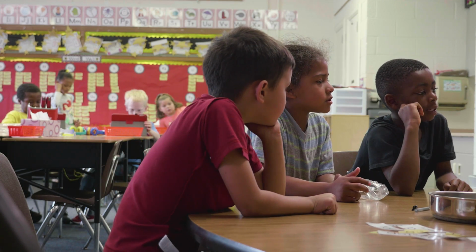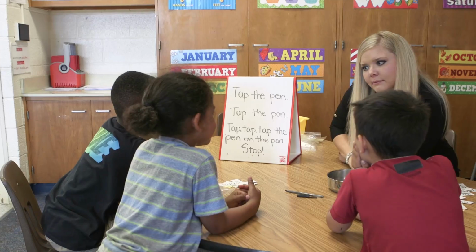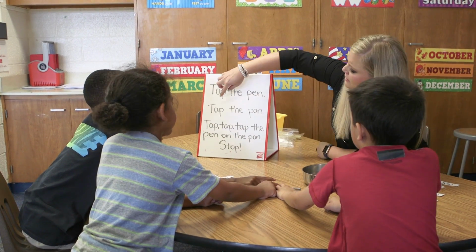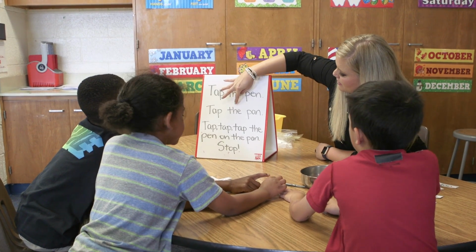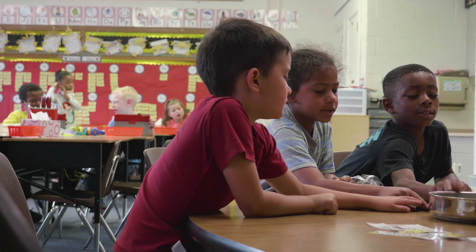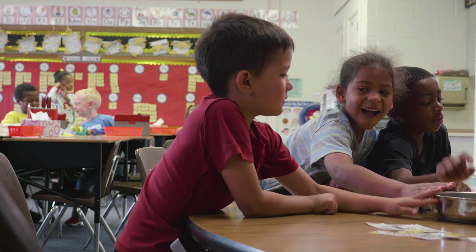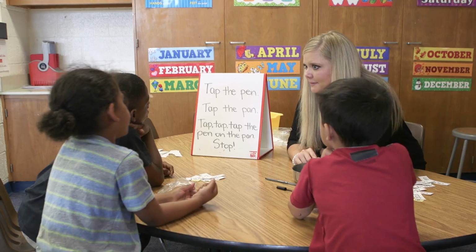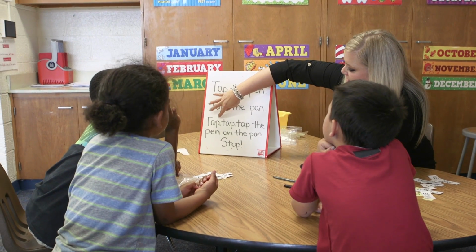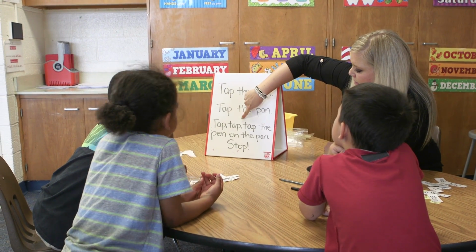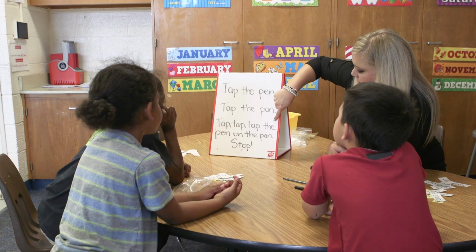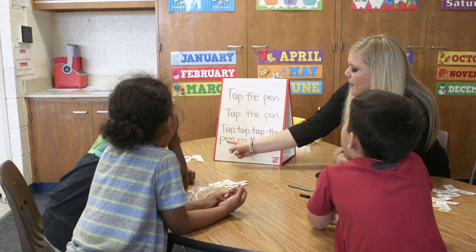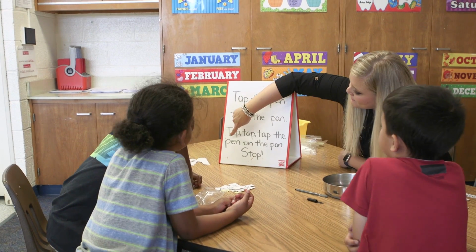Tap the pen. What are we tapping now? The pen? Let's try that again. Ready? Tap the pan. Yeah, let's tap the pan. Ah, well, that hurts. It's metal, isn't it? Freeze. Last two sentences. Tap, tap the pan. Let's sound that word out. Pan. Let's sound it out.